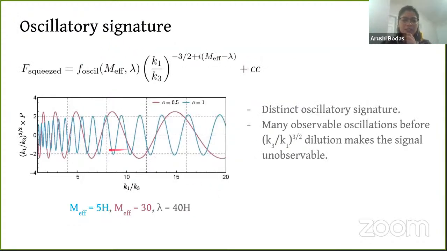We also have this nice oscillatory pattern. Here I'm plotting this non-Gaussian signal as a function of momentum ratio. And this is the oscillatory signature, which is characteristic of the heavy field. And we are getting it for really large fields very nicely. So that tells me that I can actually get the mass of this heavy field from such a signature. The only annoying part is that the frequency of these oscillations now also gets a contribution from chemical potential. So I will need an independent measurement of chemical potential to actually extract the mass.